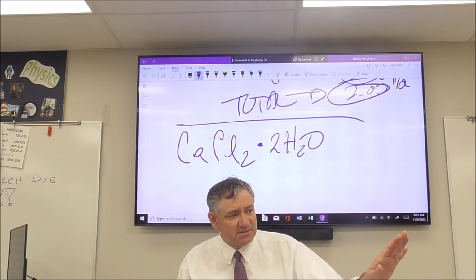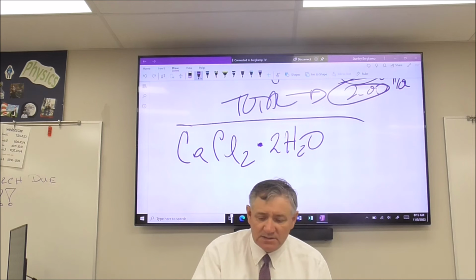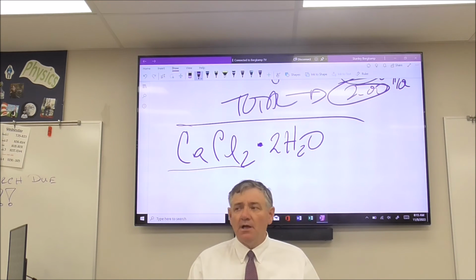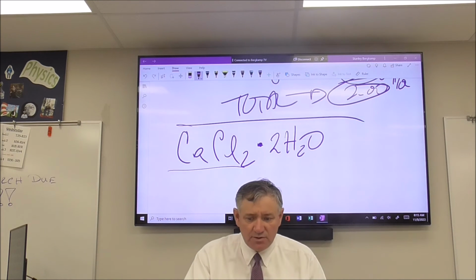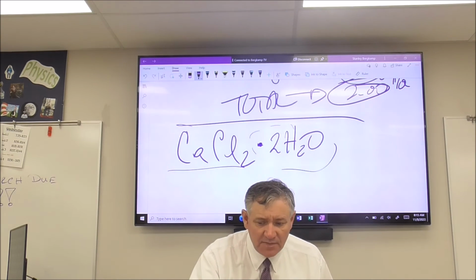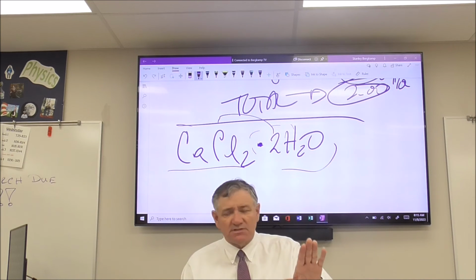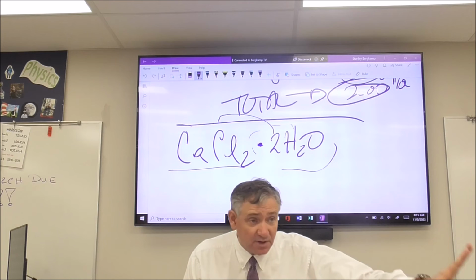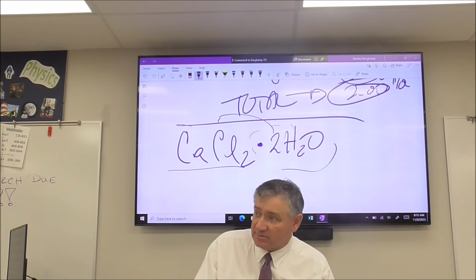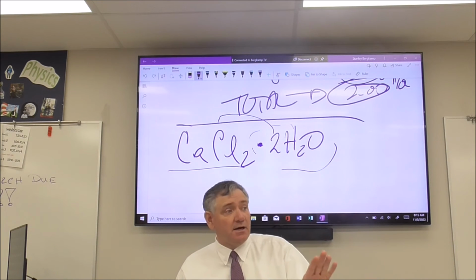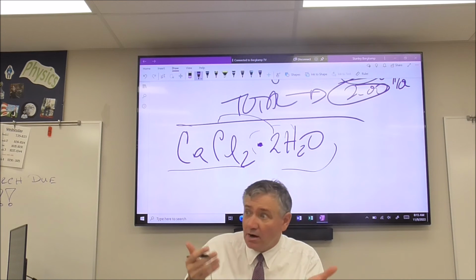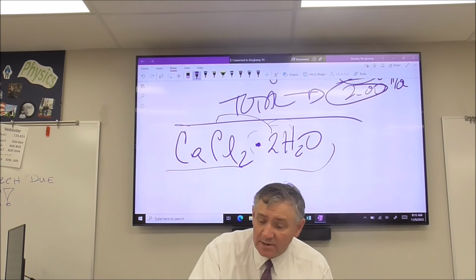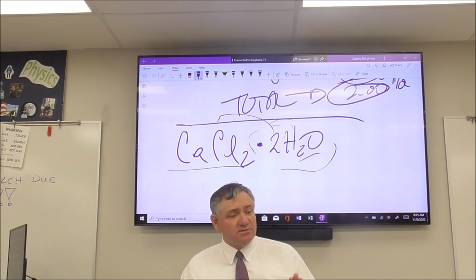Let me explain how you read this. What this says is that you have an ionic compound of calcium chloride, and 2 water molecules have become bound to it. Now, these are not liquids. Don't look at this and go, oh, this is like a solution. It's not. It just looks like a normal salt, but there's water that's bound to it. So here's what you're going to do.